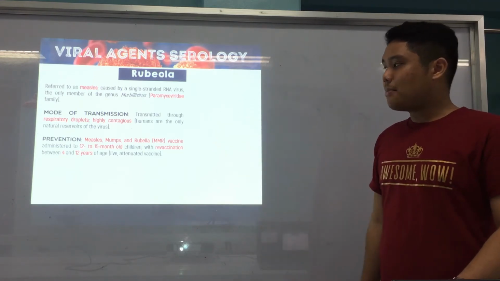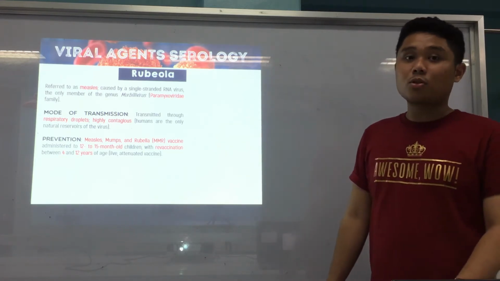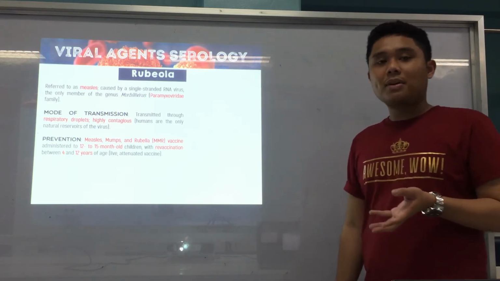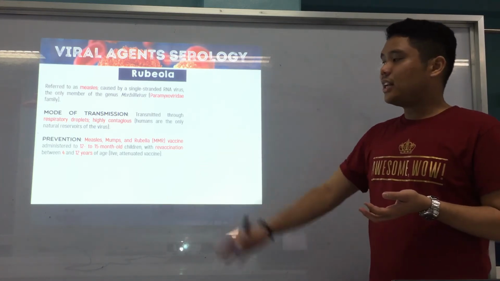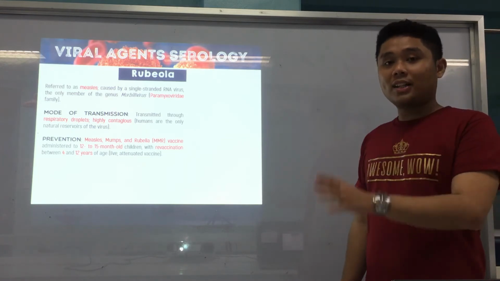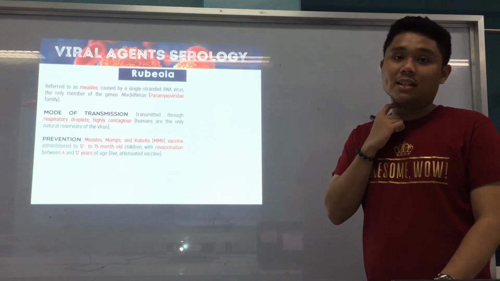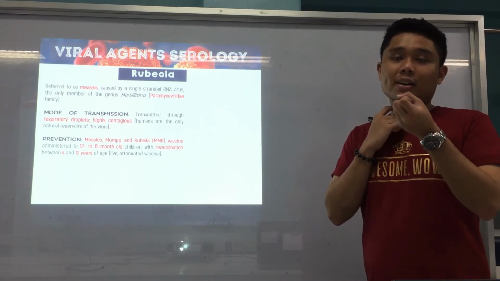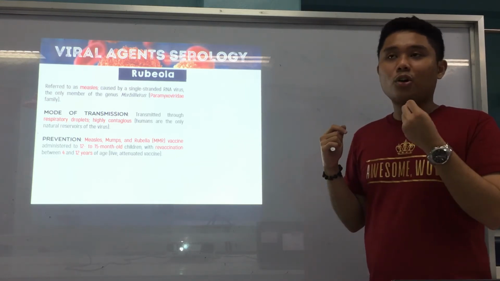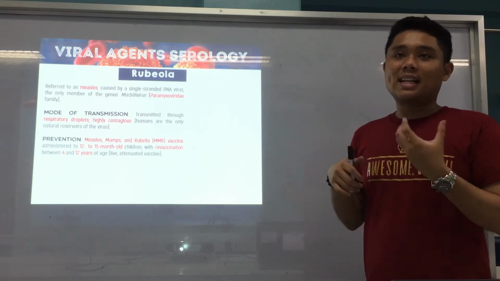And this should be administered at 12 to 15 months old, so 1 year old to 1 year and 3 months old na mga children, and continued until between 4 and 12 years of age, okay? Because it uses a live attenuated vaccine, so meaning it's a live virus of MMR, pero it's medyo weakened, okay? It's attenuated.